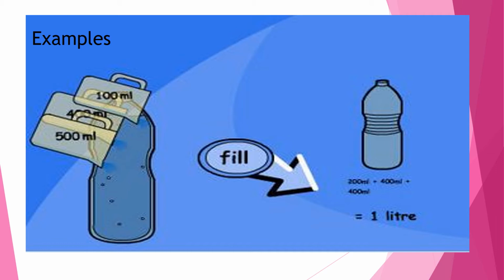So we have an example here. We can add 200 milliliters plus 400 milliliters. That will give us 600 plus another 400, which will give us 1000 milliliters, which is equal to 1 liter of water. Good job.